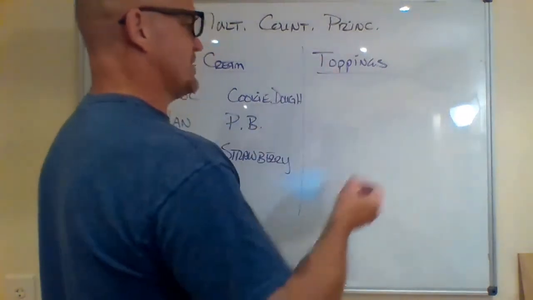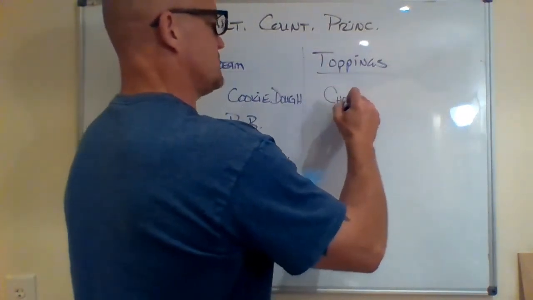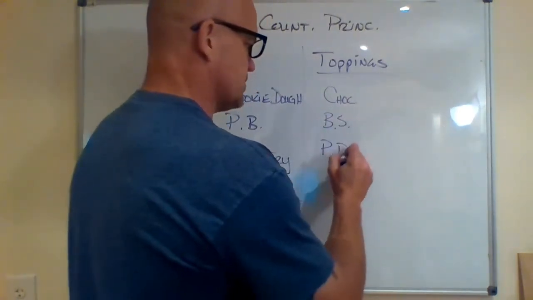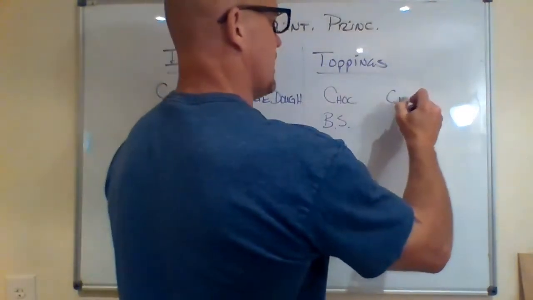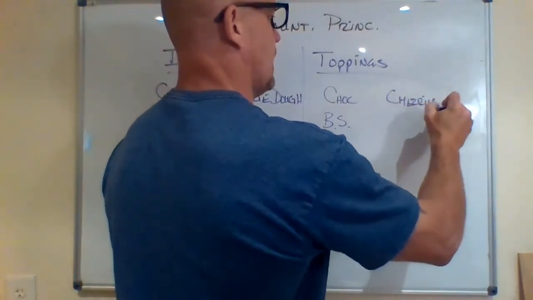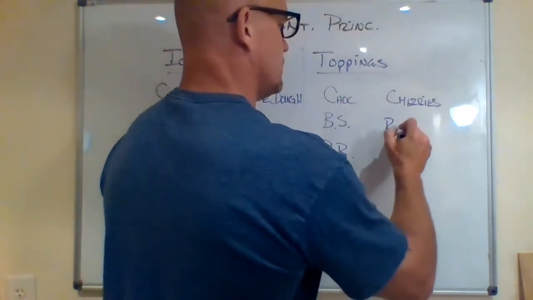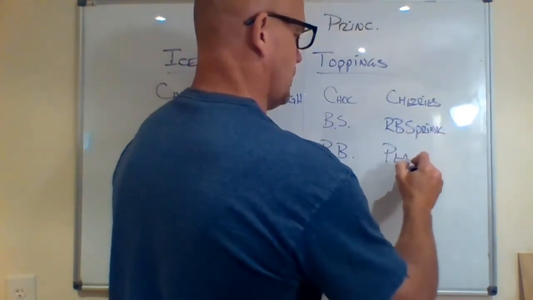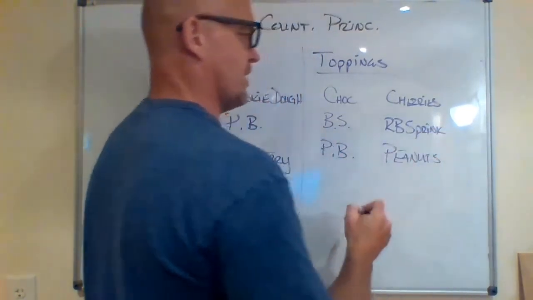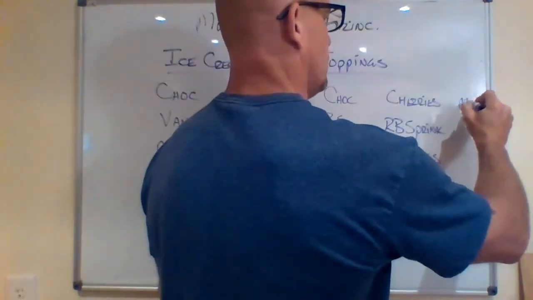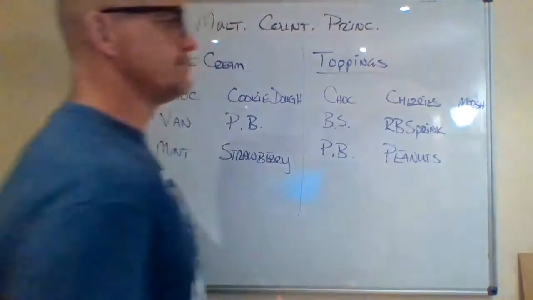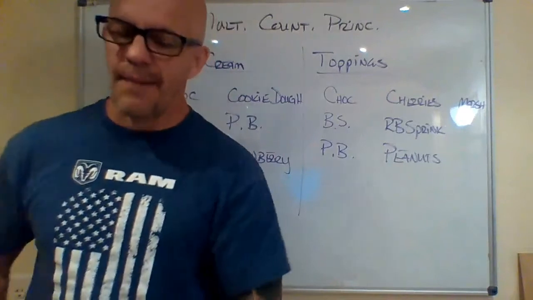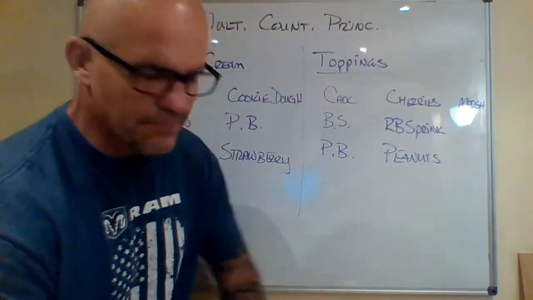Then for toppings, let's say we have chocolate syrup. We would have butterscotch syrup. We could put peanut butter sauce on it. We could put cherries on it. Those rainbow sprinkles. You can put peanuts on it. What am I missing? Oh, marshmallow. We need to have marshmallow. Okay. So we're allowed to choose a scoop of ice cream and a topping to make this special dip that the place is selling.